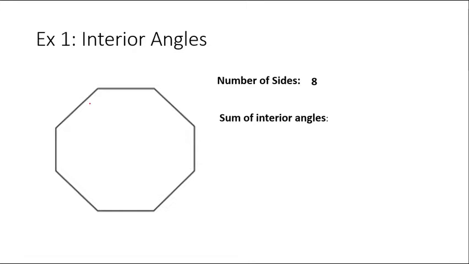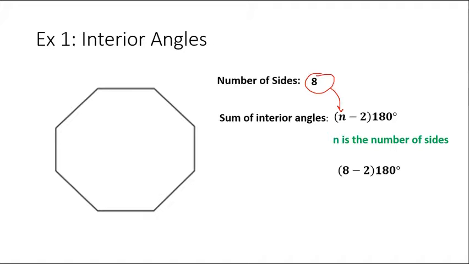So again, we use the sum of the interior angles formula, n minus 2 times 180. So your 8 is here, goes into n. N is the number of sides. So we have 8 minus 2 times 180, or 6 times 180, or 1080 degrees, which is your answer right there.